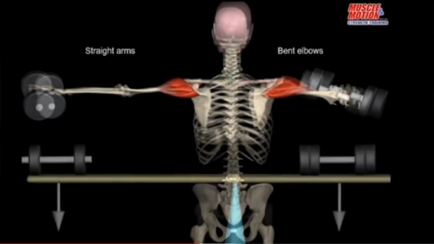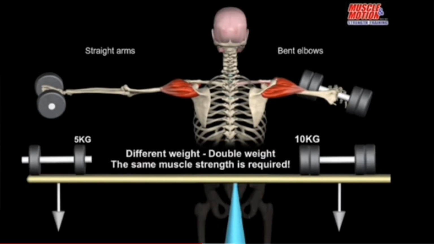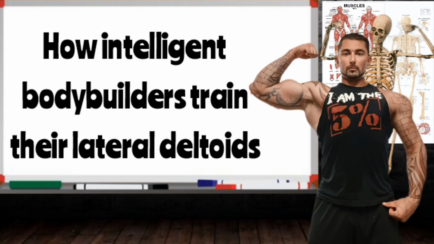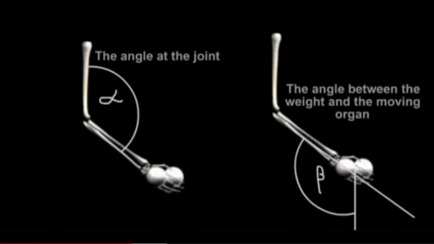You can clearly see the effects of a straight arm versus a bent arm. Quite possible to double the weight and have the same exact load delivered to the muscle. When performing strength exercises, it is important to differentiate between two main angles: the angle of the joint and the angle between the weight and the moving organ.